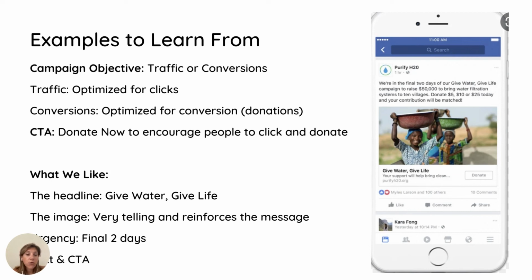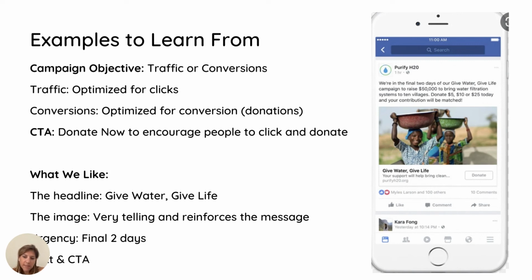This is an ad from Purify H2O to get more donations, which is either set up with an objective for traffic or conversion. If they selected traffic, then the main objective would be to get people to click on the ad and go to the website. And if they selected conversion, it is optimized to get people to do the conversion and donate. If they set it up correctly, they must have picked conversions, of course, but that would require that they have set up something called the Facebook Pixel to track when people are actually donating as a result of the ad.